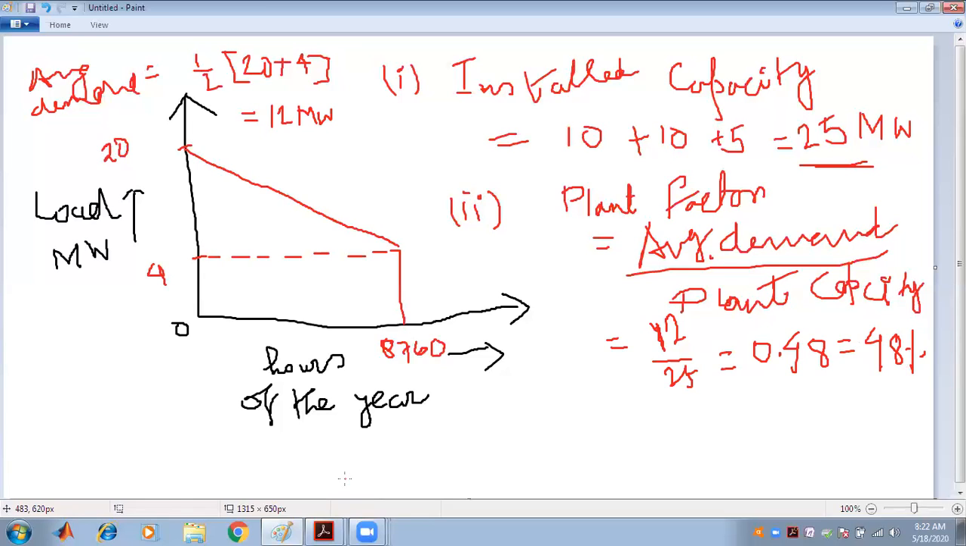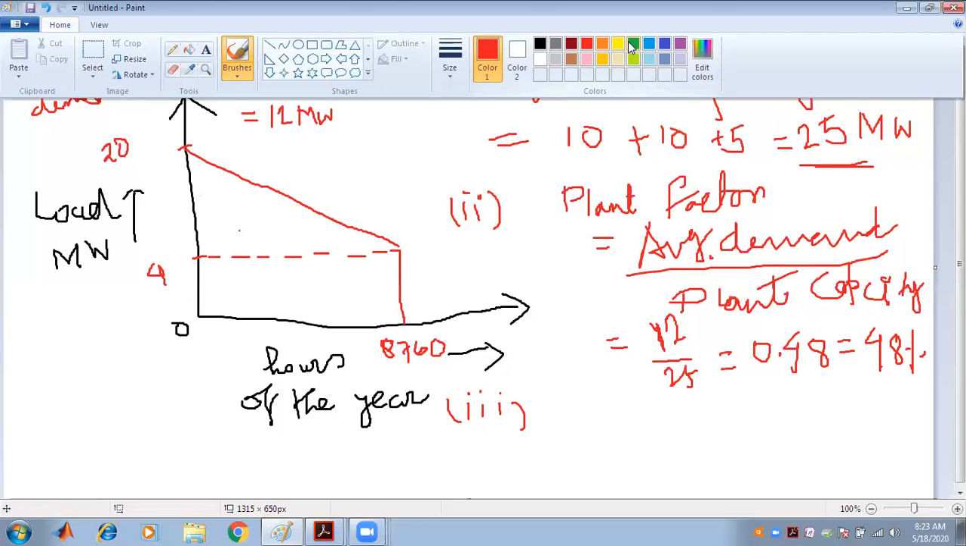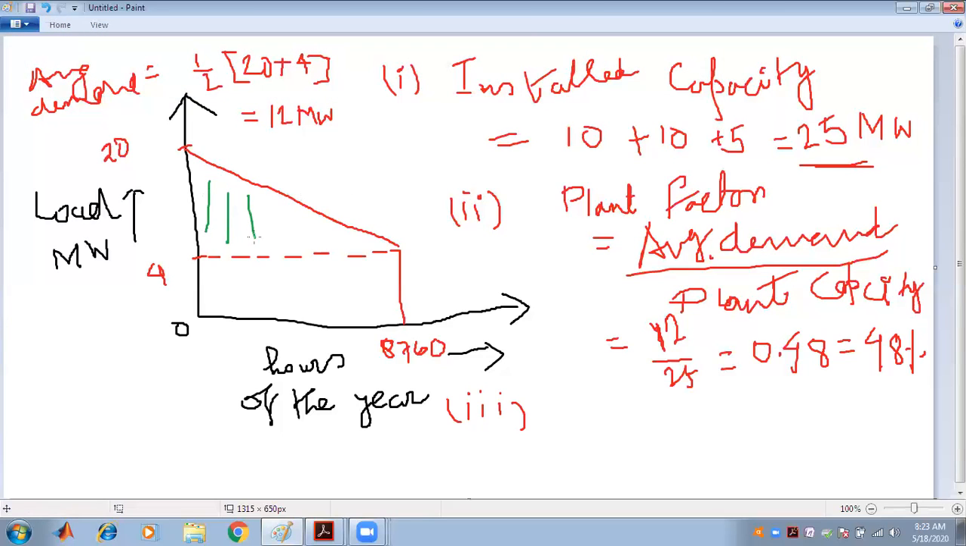Our third problem is units generated per annum. How many units are generated in a year? This is the area under the graph. So this will be this area: the area of the triangle, and also the area of the rectangle. So what is the area of the triangle? Half of this. This is 8760.